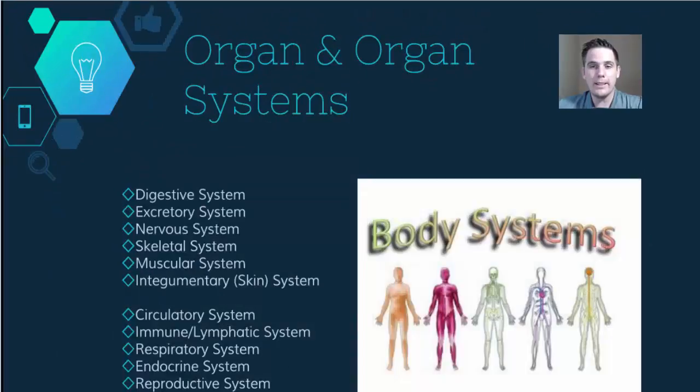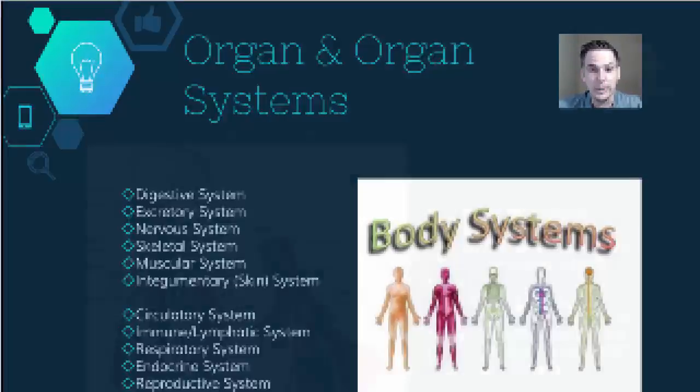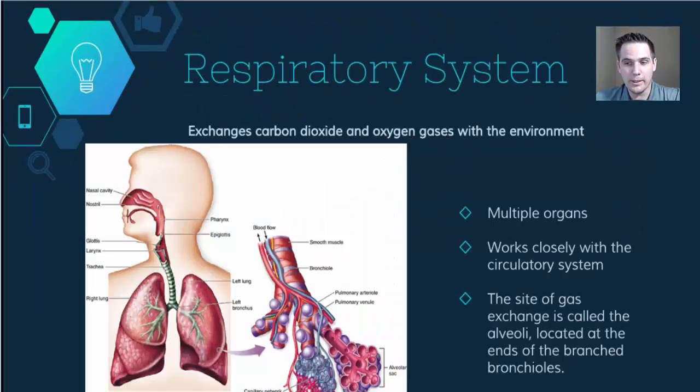And there are many, many different organ systems. The digestive system, the excretory, the nervous, all these systems you see on the screen. In this video, we're not going to spend a lot of time talking about all the different kinds of organ systems, but just know that there are many working in your body all at the same time and often interacting with each other. For example, the respiratory system.